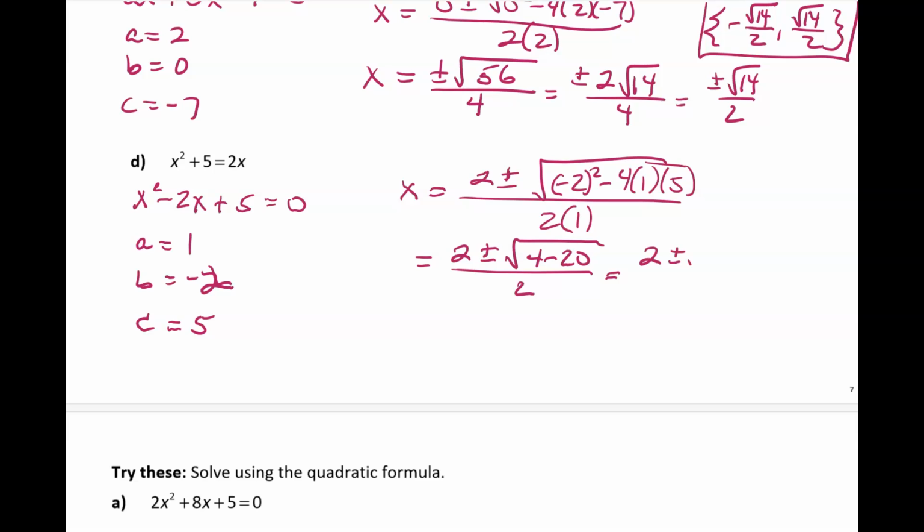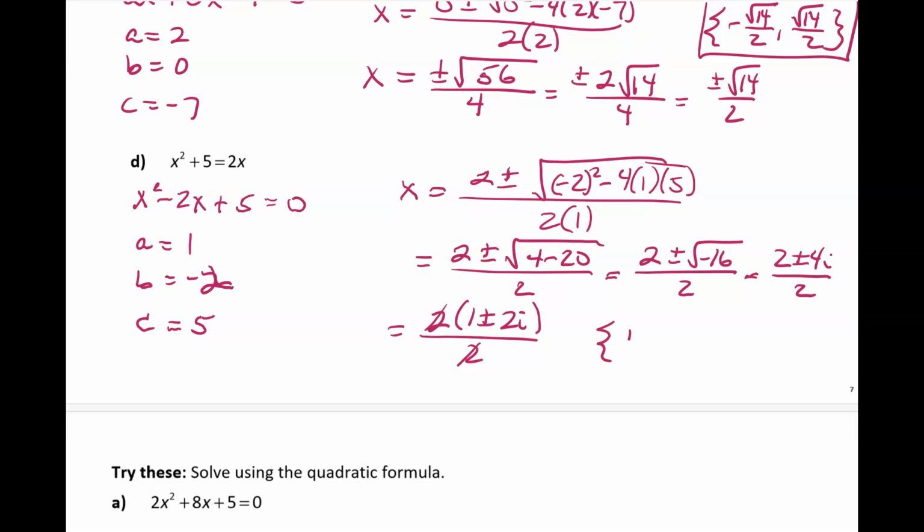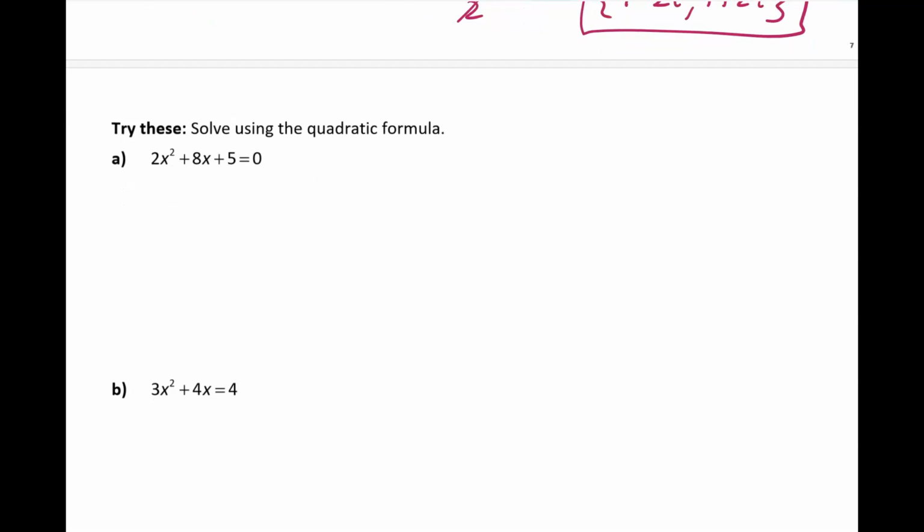That's 2 plus or minus the square root of negative 16 over 2, or 2 plus or minus 4i over 2. By the way, we can factor out a 2 from the numerator. That'll leave us with 1 plus or minus 2i. And then we can cancel that factor of 2 with the denominator, so two solutions, 1 minus 2i and 1 plus 2i, non-real solutions. All right, it's your turn to try.